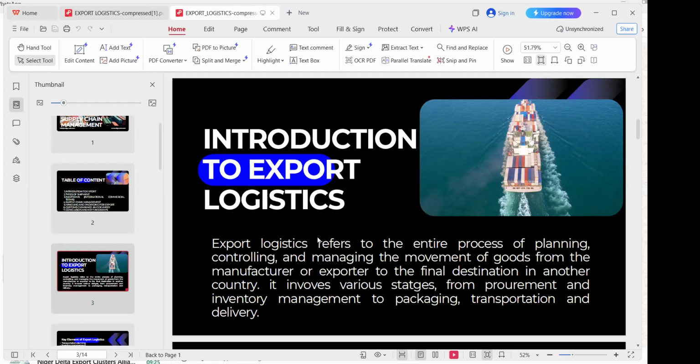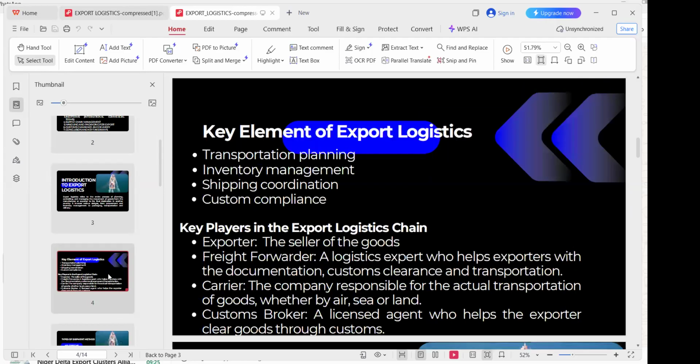Export logistics refers to the entire process of planning, controlling, and managing the movement of goods from the manufacturer or exporter to the final destination in another country. It involves various stages from procurement and inventory management to packaging, transportation, and delivery.